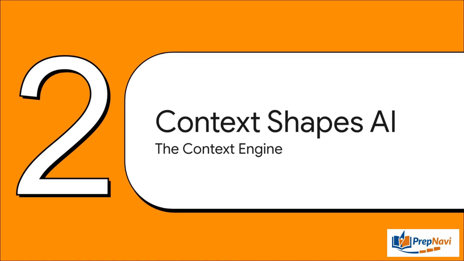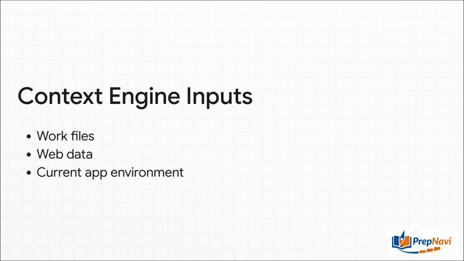Moving right along to Section 2, how context shapes AI responses, driven by the context engine. So you might be wondering, how does the AI actually generate highly intelligent answers without just guessing? Well, it reads its surroundings using 3 specific inputs that the exam expects you to know inside and out. First, your work files. Second, web data. And third, the specific app environment you are currently using.